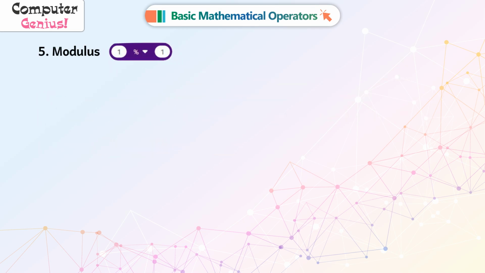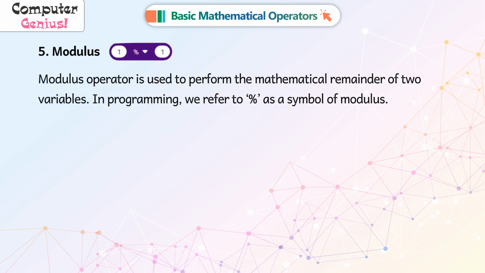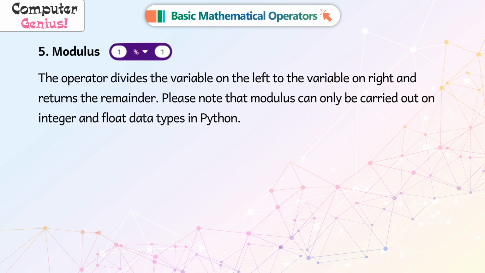5. Modulus. Modulus operator is used to perform the mathematical remainder of two variables. In programming, we refer to percentage sign as a symbol of modulus. The operator divides the variable on the left to the variable on right and returns the remainder. Please note that modulus can only be carried out on integer and float data types in Python. Example: print 10 modulus 5, 0.